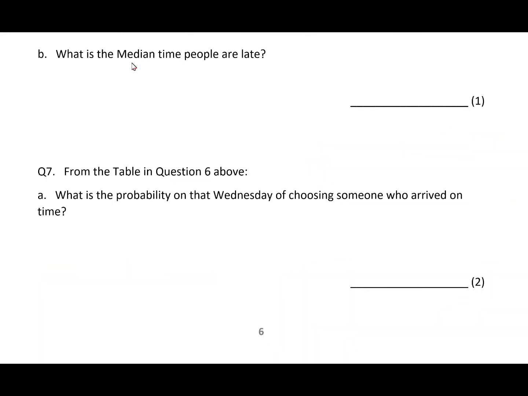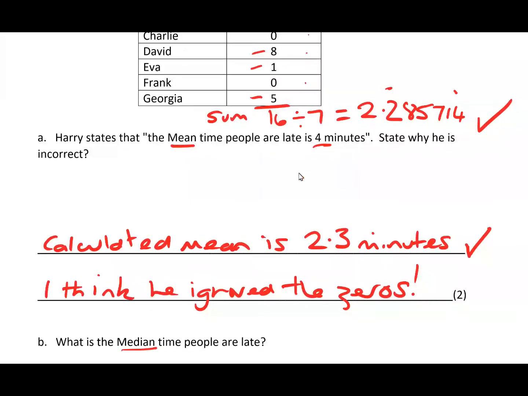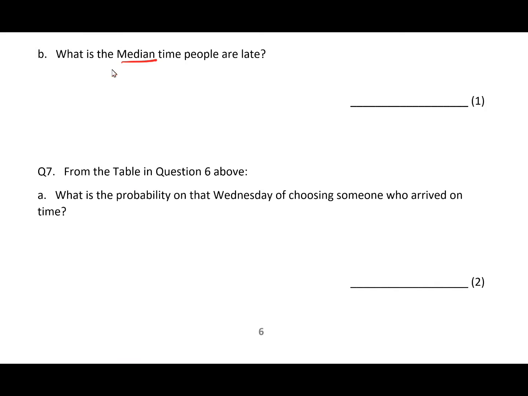Part B. What is the median time for the people who are late? So we need to go back to our table and put the numbers in order sequence. So median means the middle.